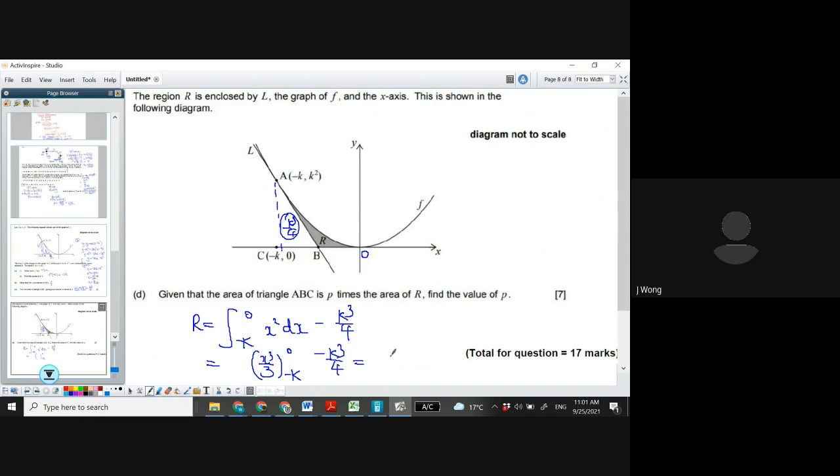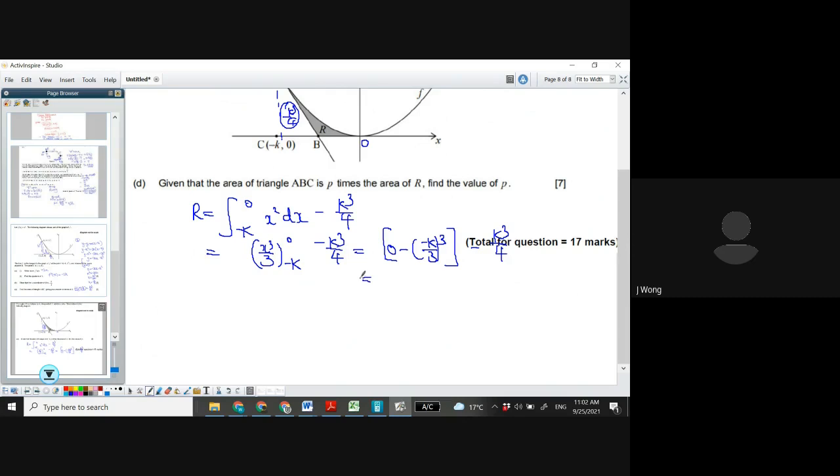And then take this away from k cubed over 4. So you have 0 minus minus k cubed over 3 for the integral, not the whole thing cubed, I should put a cubed here. So I have k cubed divided by 3 minus k cubed divided by 4. So we have k cubed divided by 12, which is the area of R.